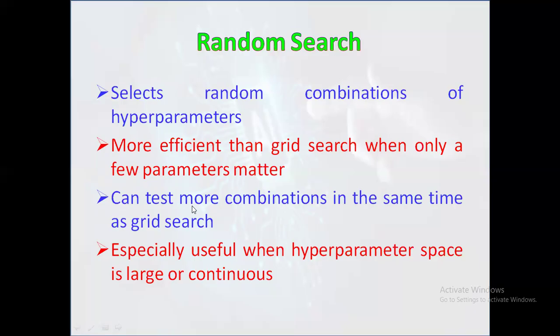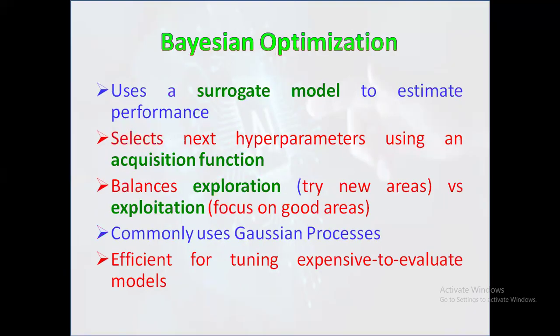And the next one is, because it avoids exhaustive testing, random search can cover a wide area of the search space using the same computational budget. Finally, in spaces where parameters can take continuous values like learning rates, random search allows more diverse sampling than grid search. Next, Bayesian optimization uses a surrogate model to estimate performance.